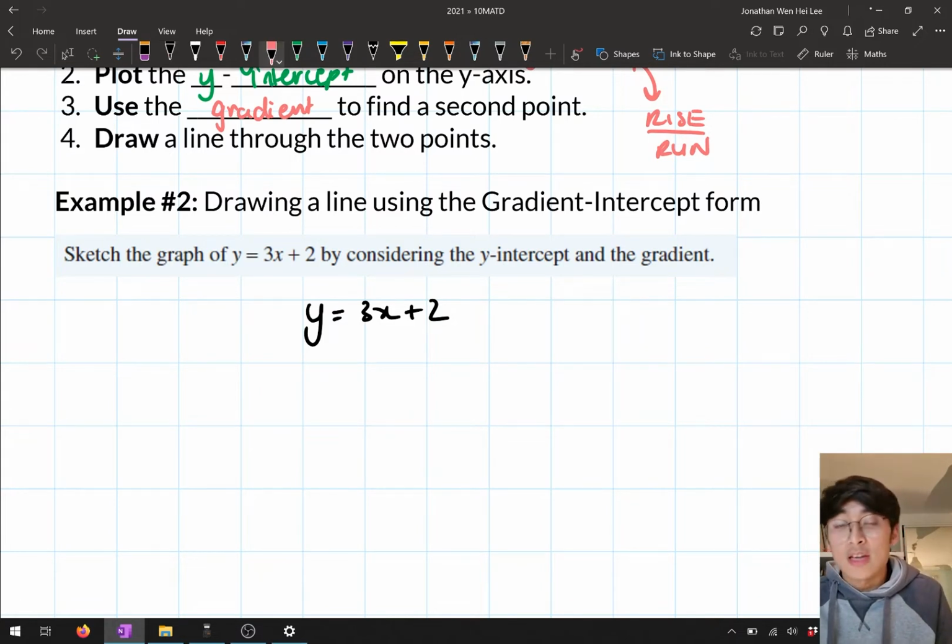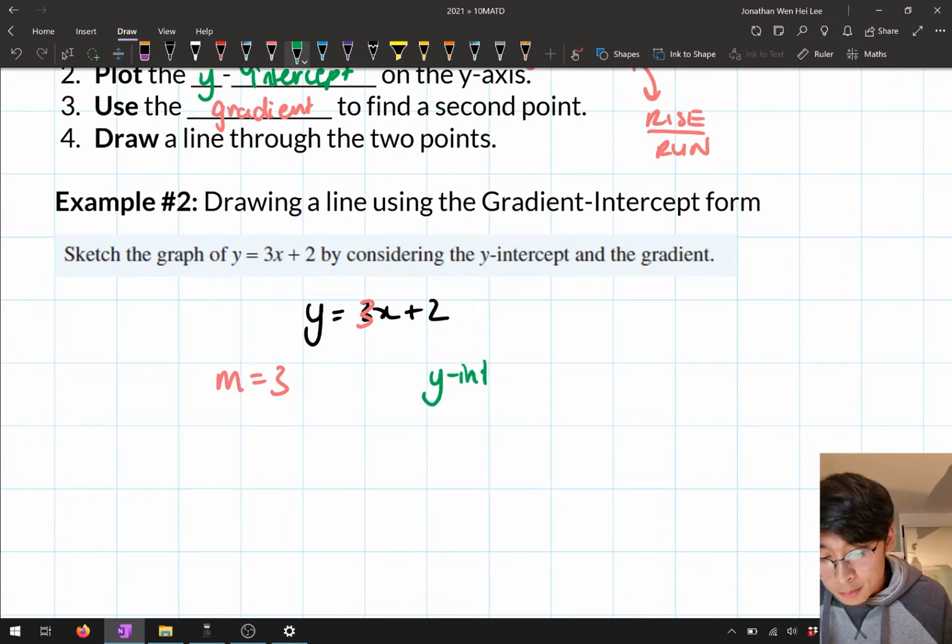So the gradient is just m, and in this case, the gradient is this 3 here. So I'm going to write here, m is equal to 3. My gradient is equal to 3. Second part is my y-intercept. So my y-intercept is just going to be the value which I'm adding at the end, which is, in this case, 2. So my y-intercept is 2, my gradient is 3.